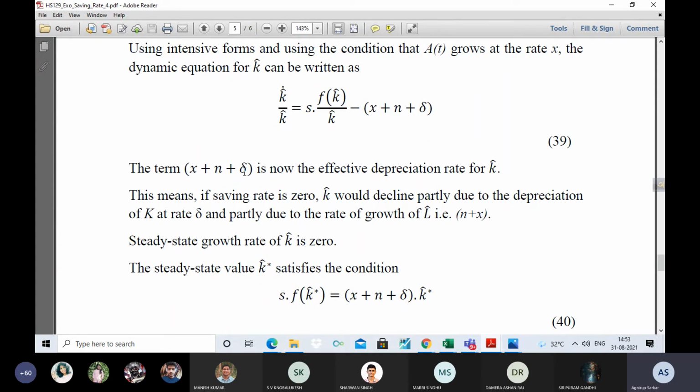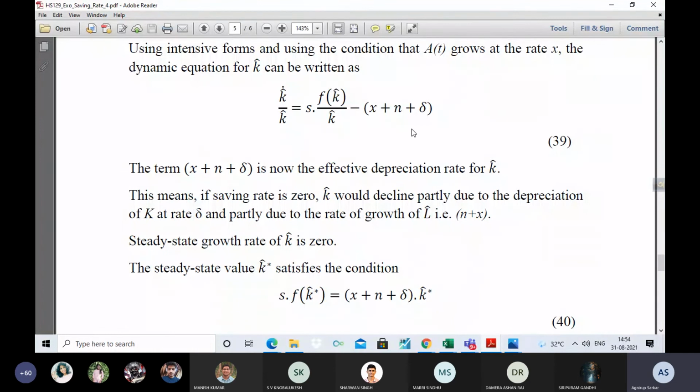The only difference between this particular equation 39 and our basic Solow-Swan equation, which is equation 19, aside from the hats, is that the last term on the right hand side actually includes the parameter x. So x plus n plus delta is now the effective depreciation rate for small k hat, which is capital K by capital L hat.